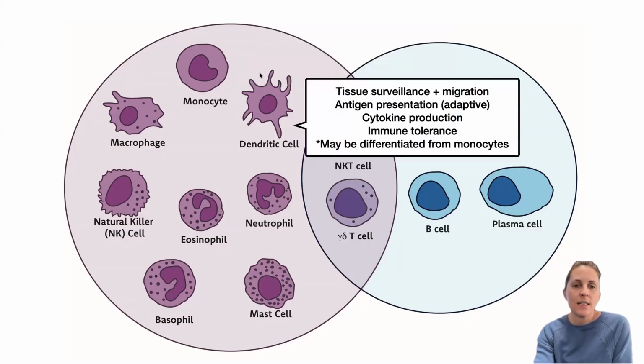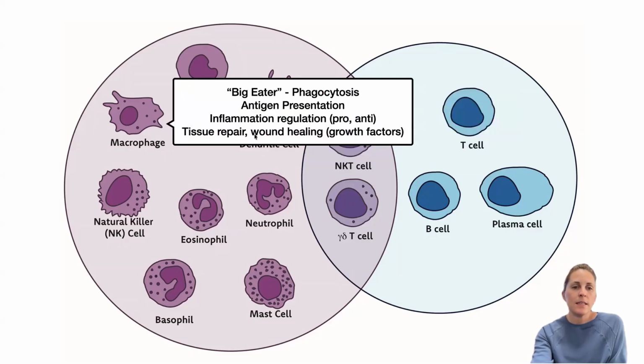And then we have the dendritic cell. Like I said, this is something that is a differentiated monocyte. There are also some other questions as to its origins. These are tissue surveillance cells, and so these are in our tissues, like our muscles and our skin. They also migrate. They're also antigen-presenting cells. They also secrete cytokines, which are proteins that can cause inflammation. They're also involved in immune tolerance, meaning that these are cells that play an important role with tolerating ourselves. And so they're important in autoimmunity, and these may be differentiated from monocytes.